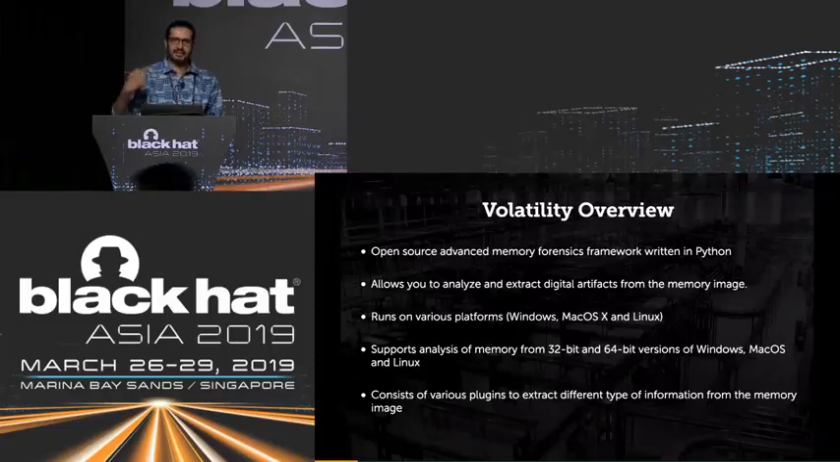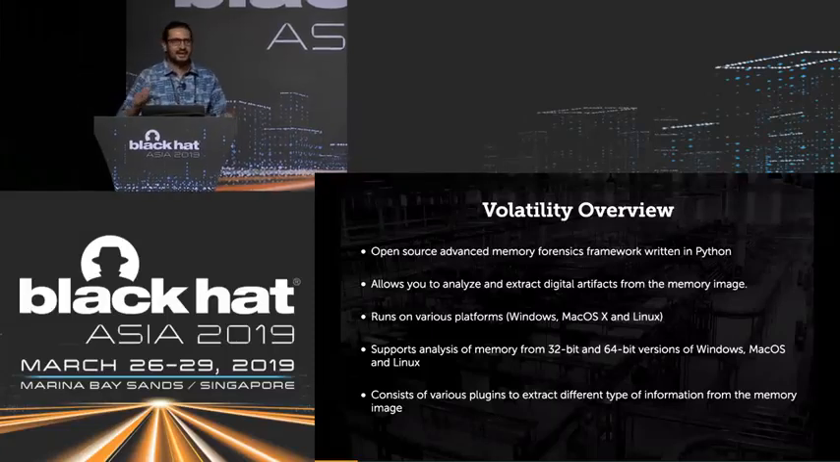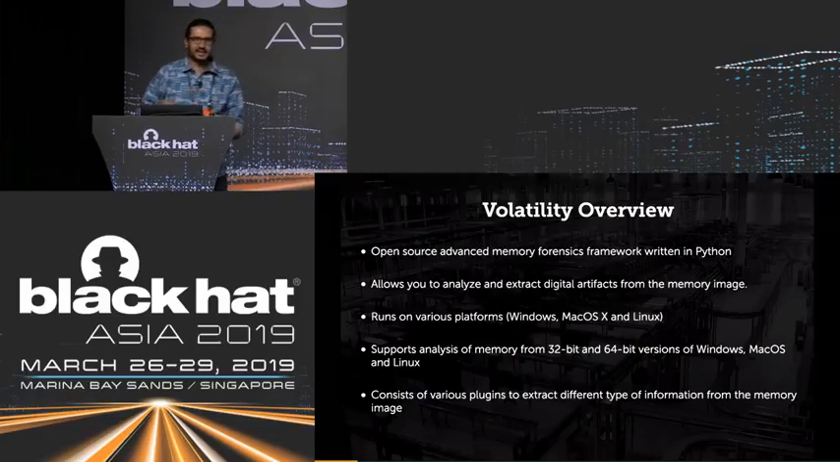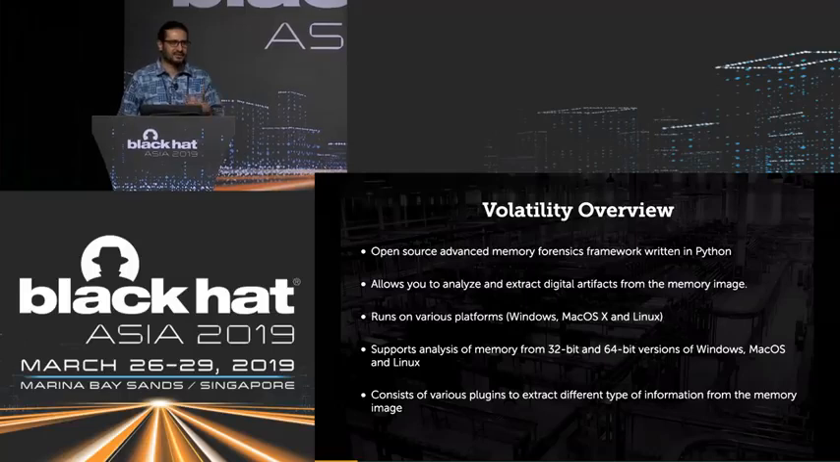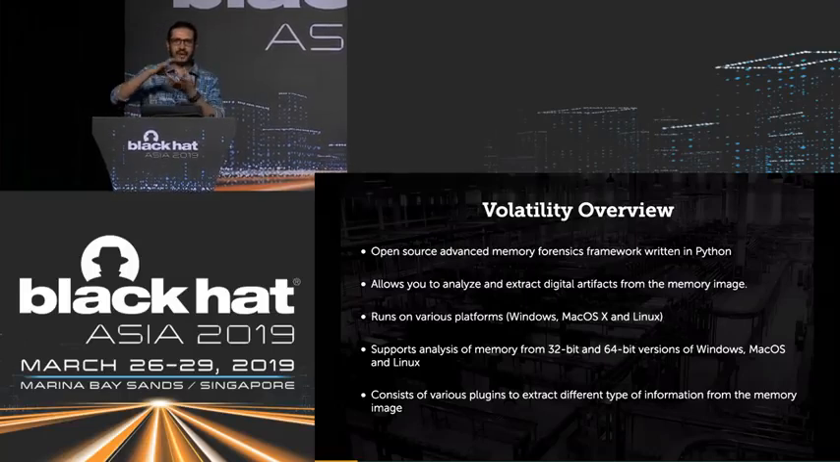Irrespective of whether you acquired memory from a physical machine or virtual machine, the next step, remember I told you, is analysis. So once you acquire the memory, you want to analyze the memory image to extract forensic artifacts. For that, you need a tool which is able to parse the memory image and extract the relevant information. So the tool that we'll be looking at is called Volatility.